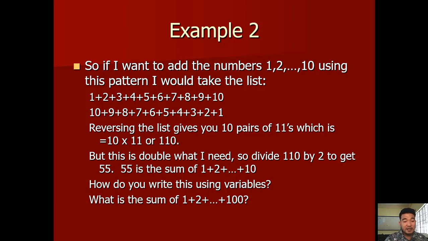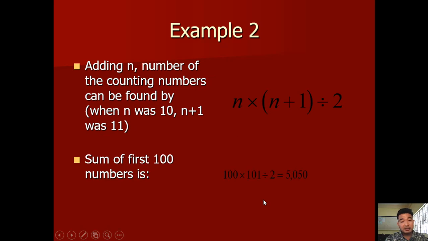How do you write this using variables? What is the sum of 1 plus 2 plus 3 up to 10? So using variables, adding n, the number of the counting numbers, can be found by: when n was 10, n plus 1 was 11. Okay, take note that this is n, 10 yon, ano, times the number of pairs, which is the sum of the highest and the lowest, that's n plus 1, which is 11. And then n is 10 times 11, that is equal to 110 divided by 2, that's equal to 55.